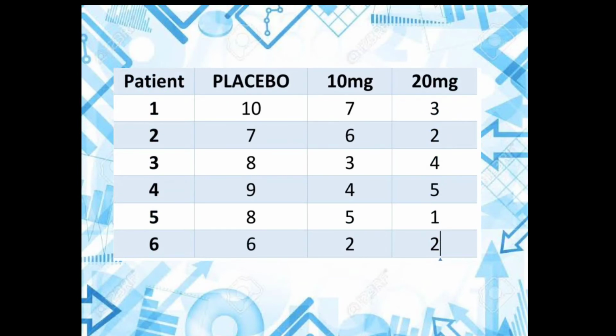So this is our data. We have 6 patients and 3 groups. This is similar to Kruskal-Wallis as I have mentioned earlier, except we have the same participant in each group. So we have group 1 for the placebo effect, group 2 for 10 milligrams, and group 3 for 20 milligrams.